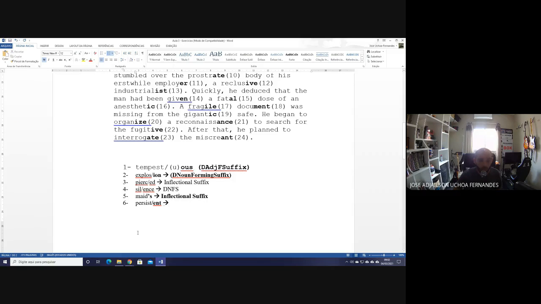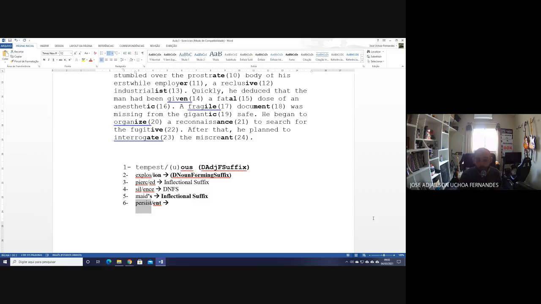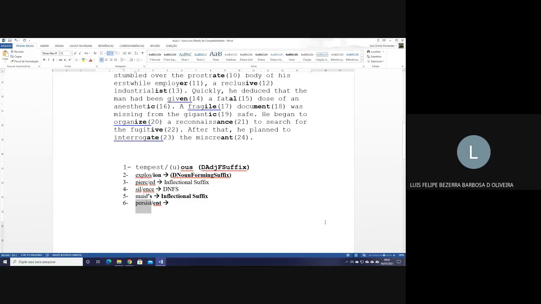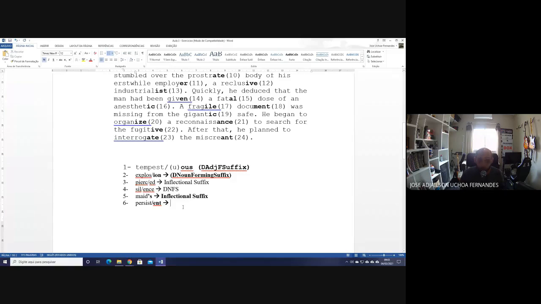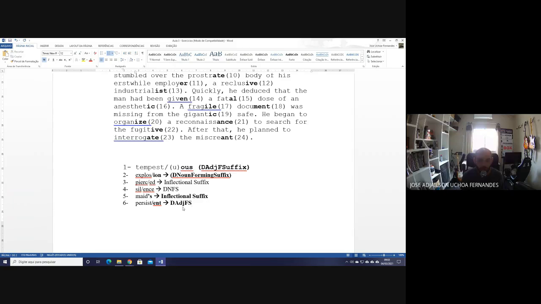And what kind of suffix is ant? Persistent. Can you form other words out of this? First of all, persist is what in terms of word class? Is it a word? It is a verb. Now, persistent is what? An adjective. So what do I have here? A derivational adjective forming suffix. Perfect.